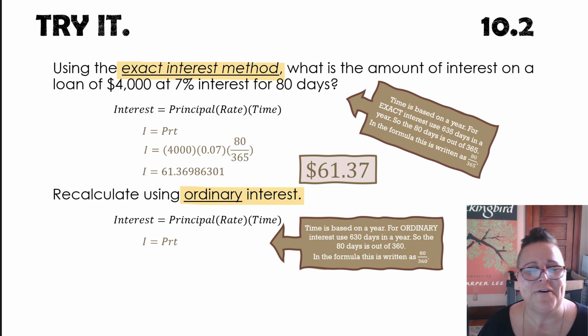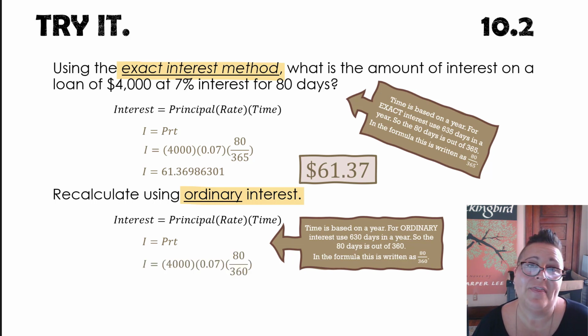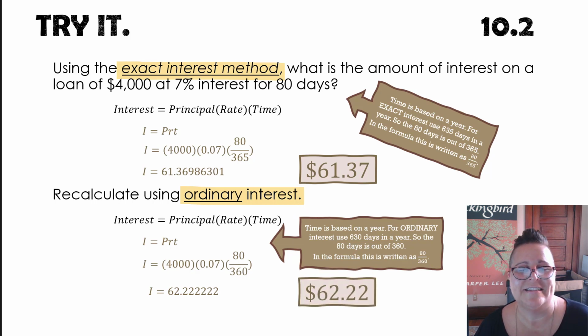All right, so our formula then would be written as 80 out of 360. So I'd have 4,000 times 0.07 times 80 out of 360, or 62.2 repeating. Rounding to the nearest hundredths, so I have dollars and cents, this is $62.22. Notice for a moment, which one is more? Which one gets more interest? It's not a lot more, but it's more.